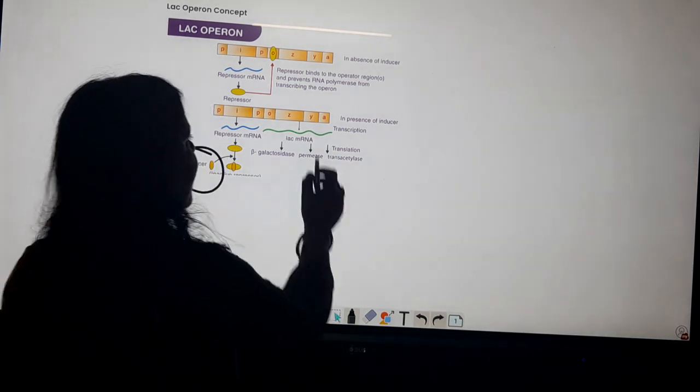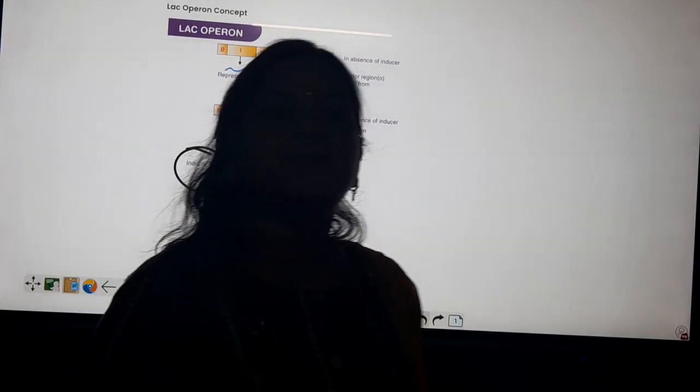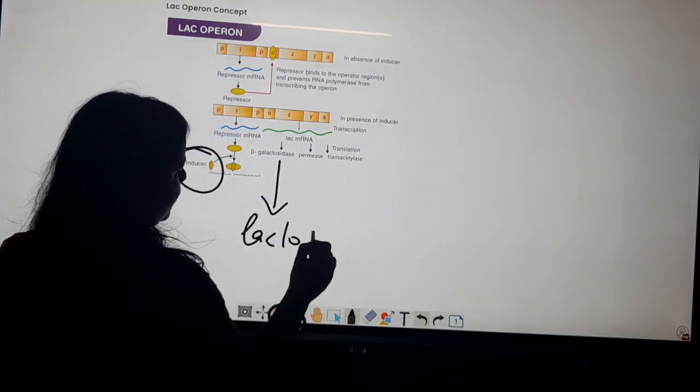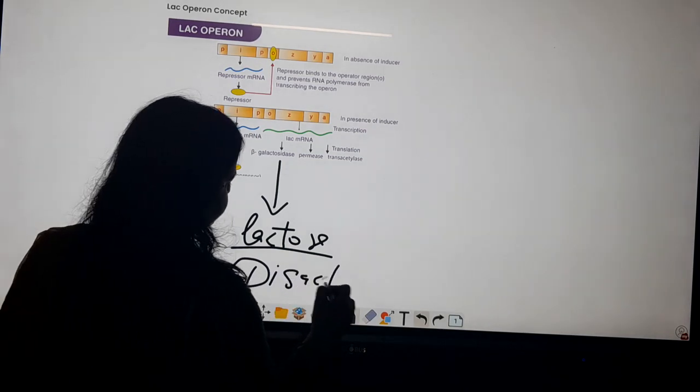Z makes the protein beta-galactosidase, Y codes for permease, and A codes for transacetylase. These three are all required, as beta-galactosidase is the primary enzyme that metabolizes lactose, which is a disaccharide, into glucose and galactose.